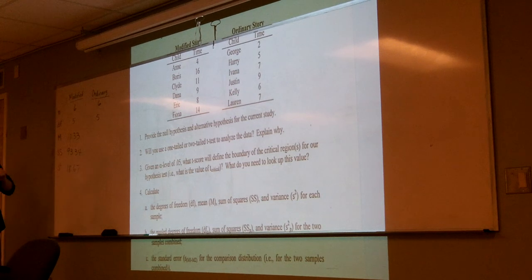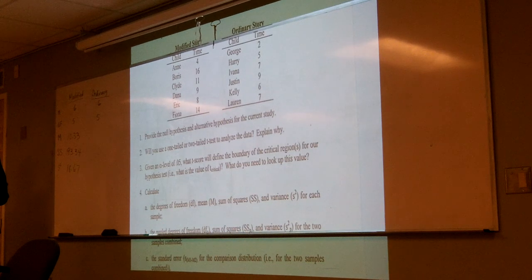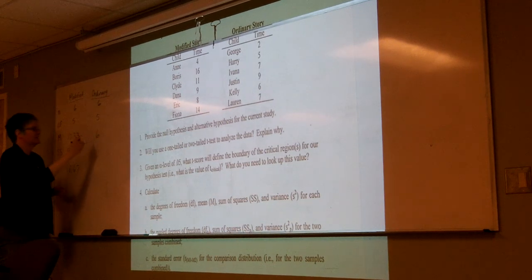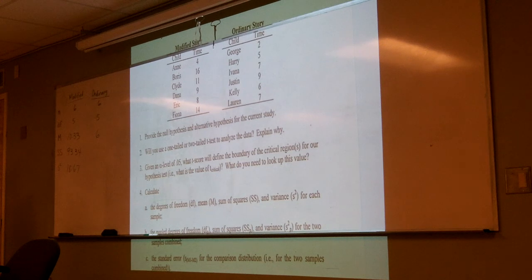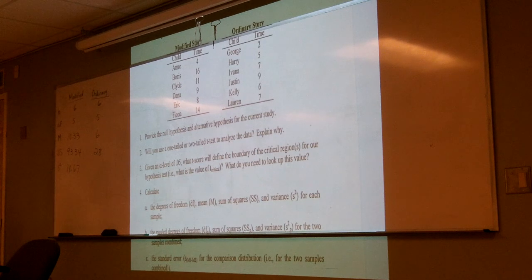Okay, so what about the mean for the ordinary group? Let's do it with confident intonation this time. Say it again. Six. Yes, with confidence. And our sum of squares. Twenty-eight. Round numbers, aren't they nice? And our sample variance. 5.6.